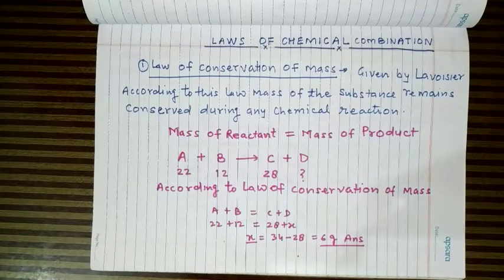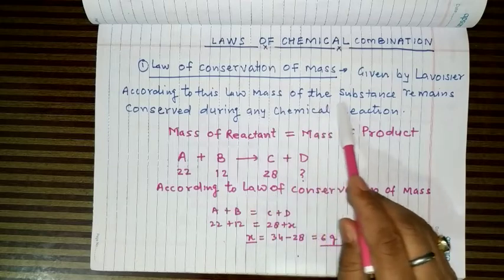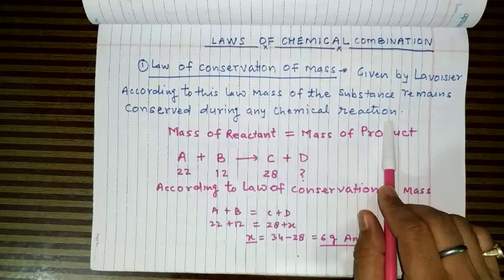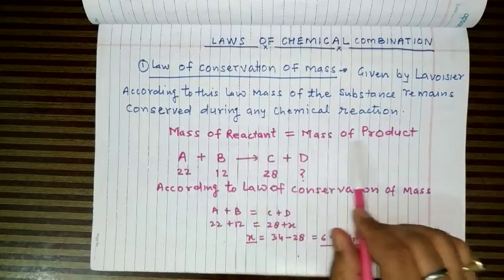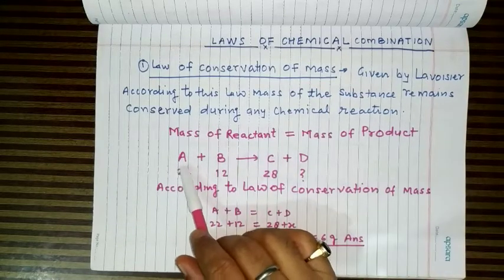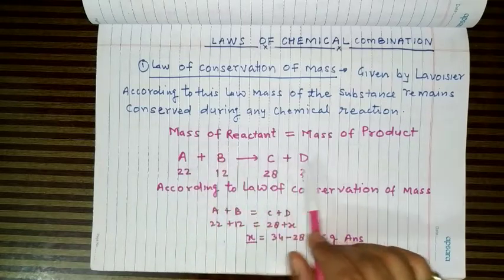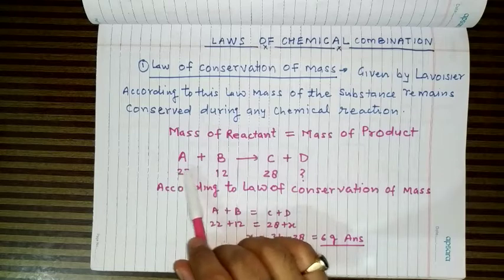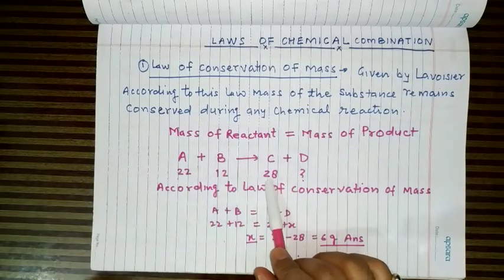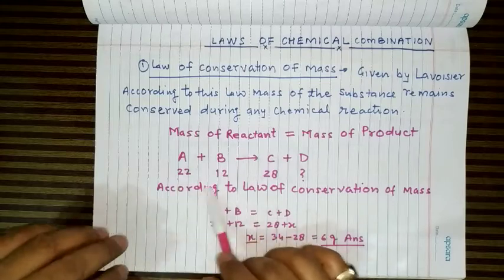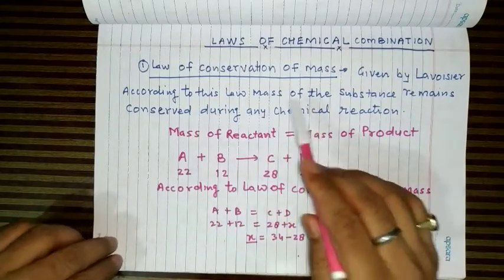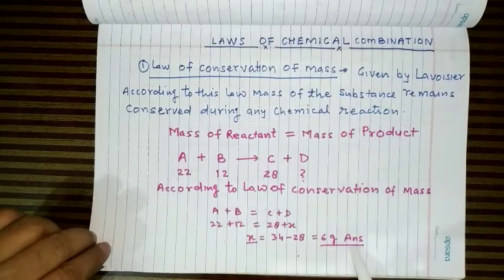So first law is law of conservation of mass given by Lavoisier. According to this law, the mass of the substance remains conserved during any chemical reaction. It means mass of reactant is equal to mass of product. Suppose A and B are two reactants, they react to form two products C and D, then the sum of masses of A and B should be equal to C plus D. तो अगर इसमें इन चारों में से कोई तीन दिया हुआ है तो हम फोर्थ को निकाल सकते हैं by using law of conservation of mass according to this.